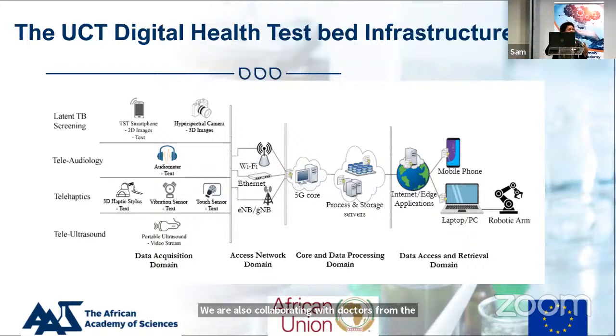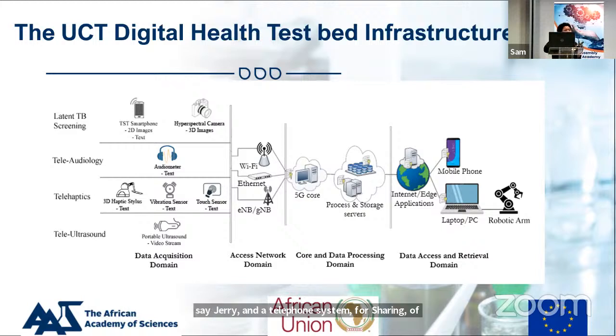They are the ones that also help us identify some of the challenges that we can use digital technology to solve. So on the diagram, we are basically focusing on 4 domains of the infrastructure development. The AccessNet, the data acquisition domain, is where medical devices are used to acquire health information. At the moment, we are working on 4 projects: latent TB screening, a teleaudiology system for hearing screening, a telehaptic system, which can be applied in remote surgery, and a tele-ultrasound system for sharing of ultrasound images remotely.